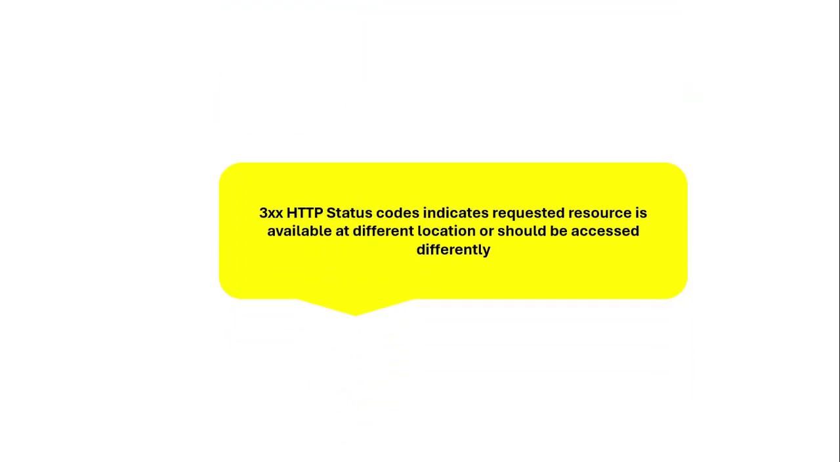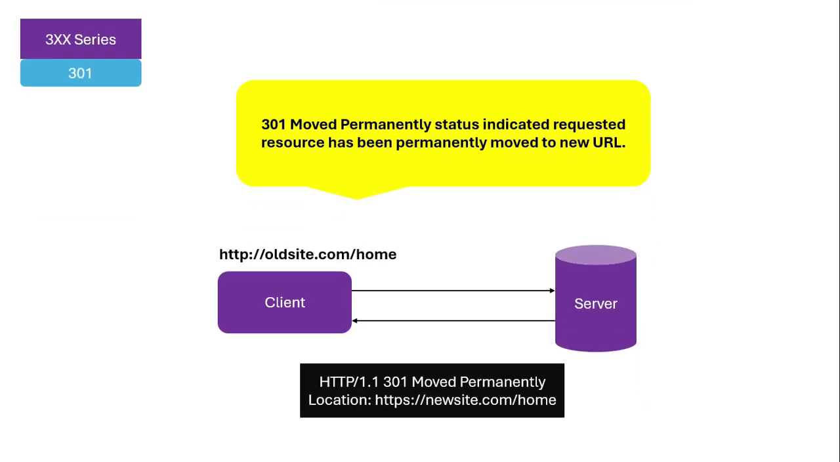Let's take a look at the 300 series. The 300 series HTTP status codes indicate the requested resource is available at a different location or should be accessed differently. Let's take a look at 301. The 301 Moved Permanently status indicates the requested resource has been permanently moved to a new URL.